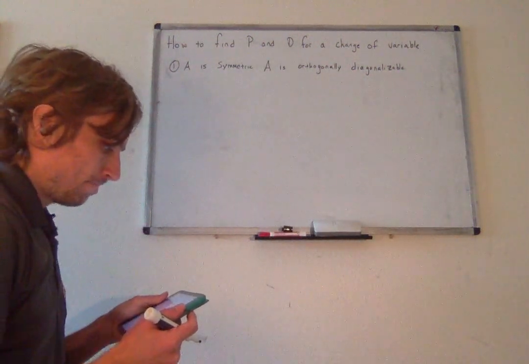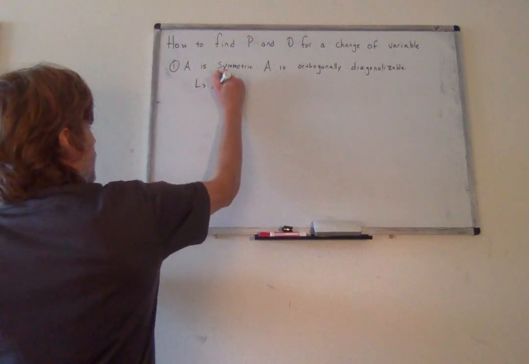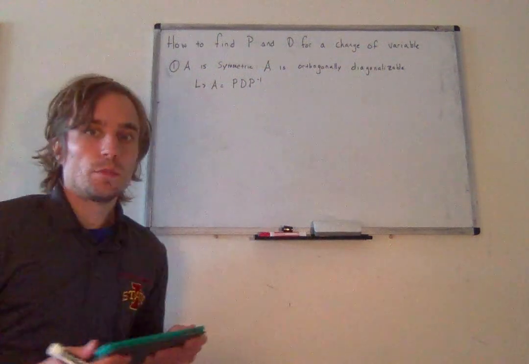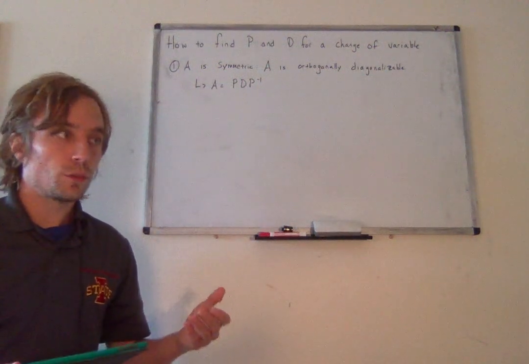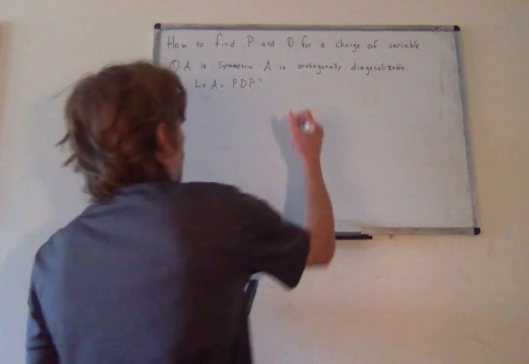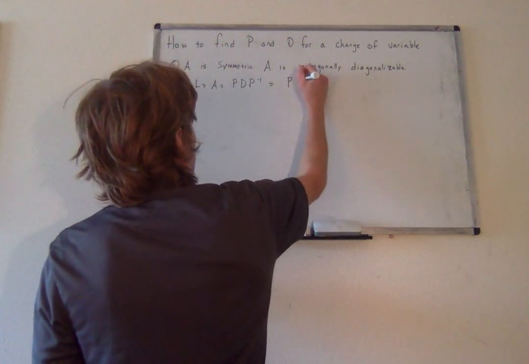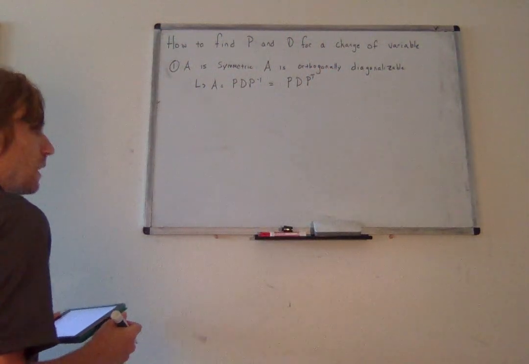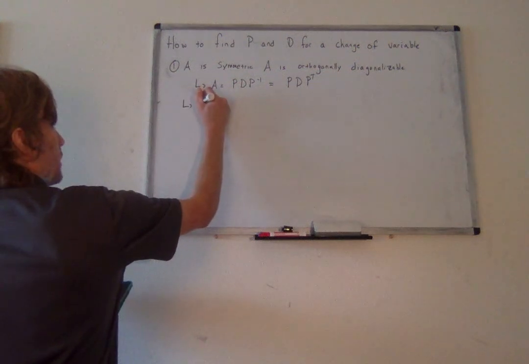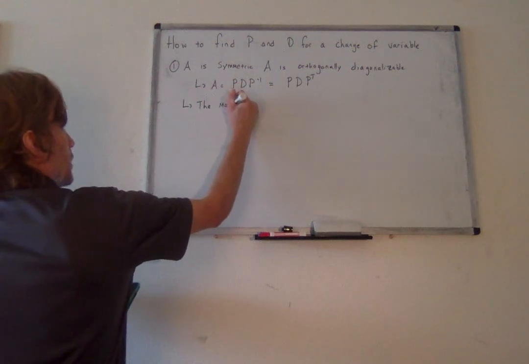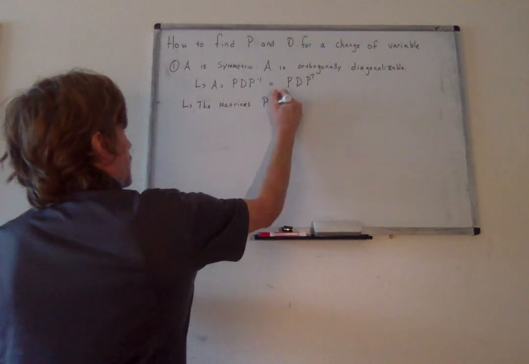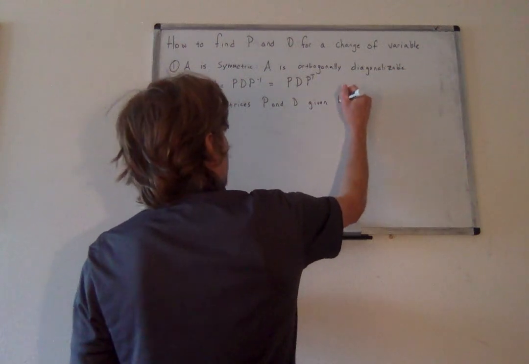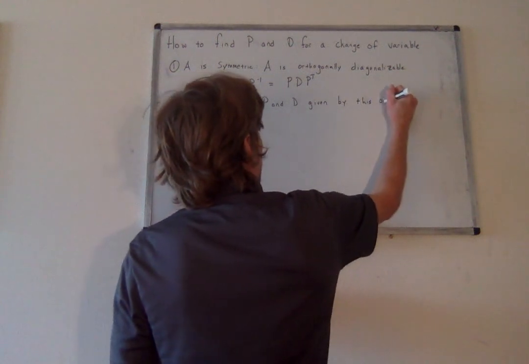Well, what does that mean? This means that A is equal to P times D times P inverse. But since P is an orthogonal matrix, remember, the inverse of P is just equal to the transpose of P. So this is actually equal to P times D times P transpose. And it turns out that the matrices P and D given by this orthogonal diagonalization are the exact matrices we want to use.